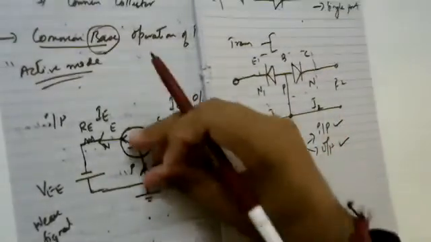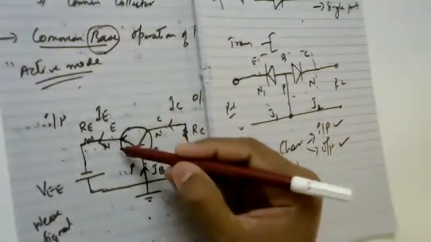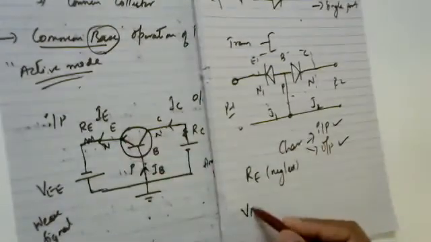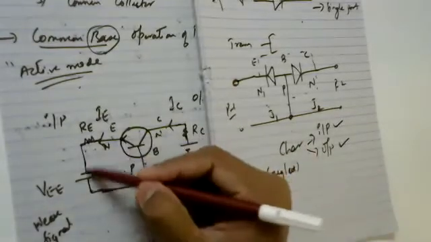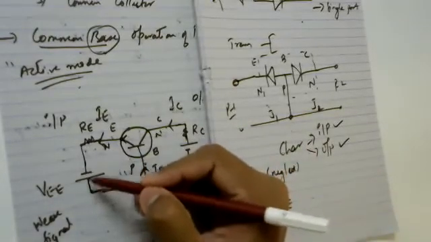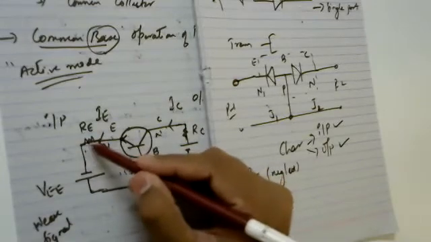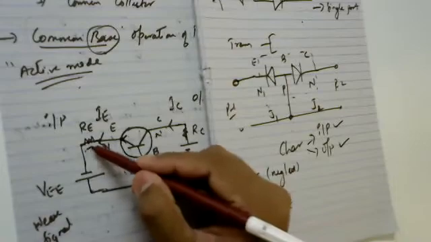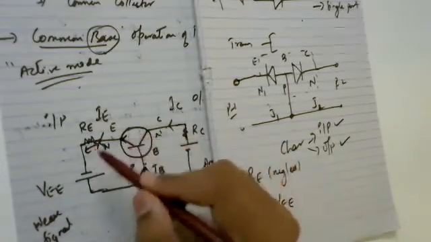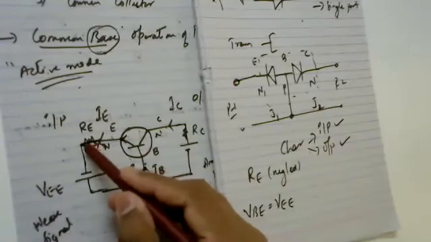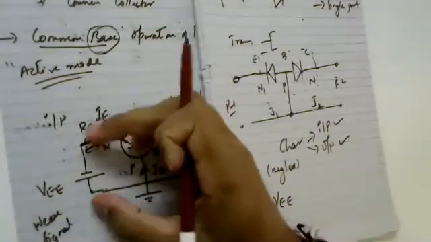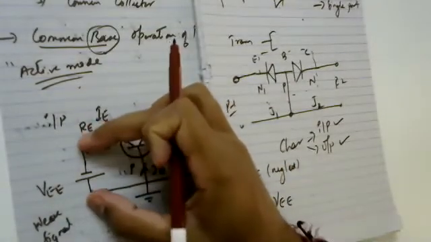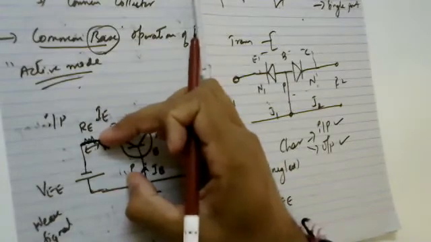Then what happens? My input voltage, VBE, will be equal to VEE. What is VEE? VEE is the source voltage. If I include this resistance Re, of course, there will be some voltage drop across it. So I am assuming that there is no resistance at all. When there is no resistance, it simply means VEE is equal to VBE. Understanding?